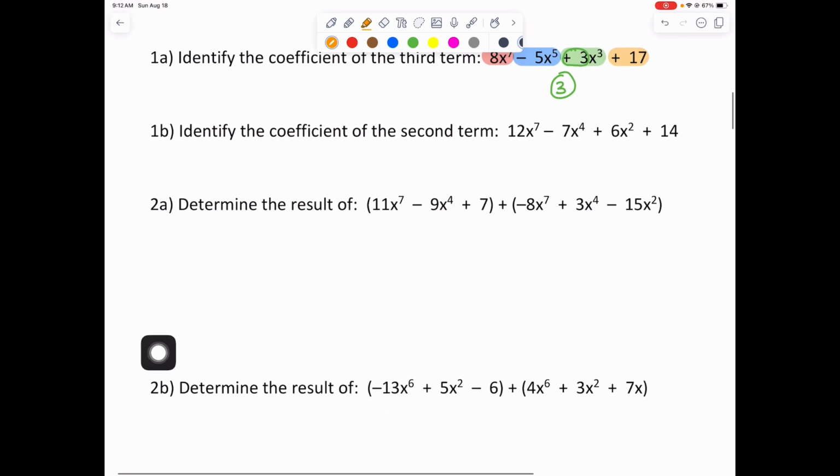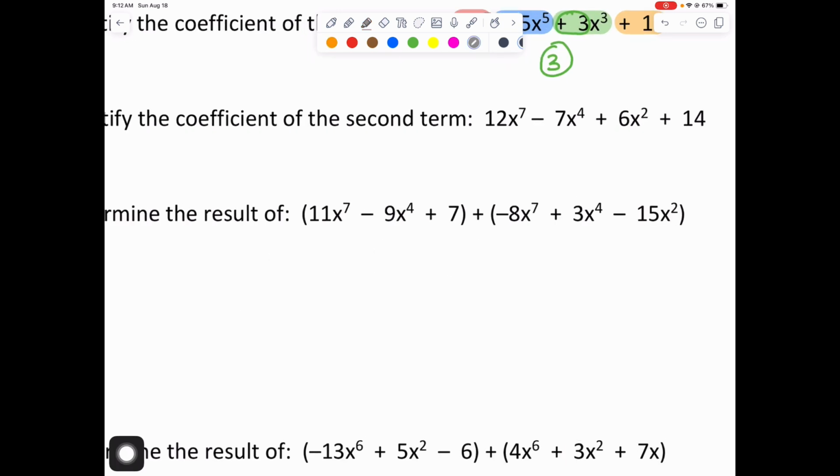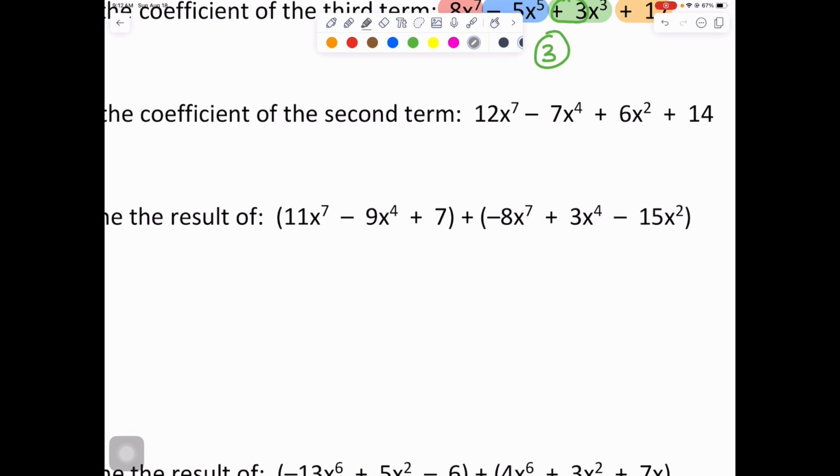All right, so number 2, determine the result of 11x to the 7th minus 9x to the 4th plus 7 plus negative 8x to the 7th plus 3x to the 4th minus 15x squared. All right, we have 3 terms in each, so they're both trinomials. First thing I like to look at here is that space in between, and that space in between I'm going to highlight. We see a plus or positive sign right there. That's acting as a plus 1 that would technically get distributed to the 3 terms, but anything multiplied by 1 stays the same, so we don't need to change anything.